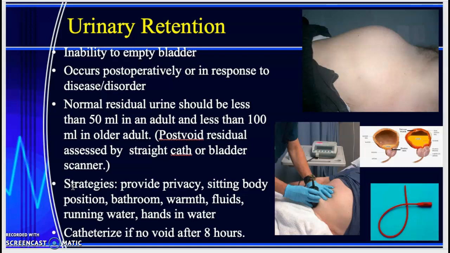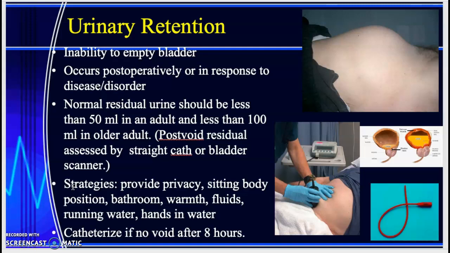Sometimes a warm compress will help. Sometimes giving fluids will help them to urinate. It's very common that we would run water in the room, like turning on the shower or the faucet. A lot of times when you hear running water, it helps you to urinate. It makes you feel like you got to go right now. Sometimes we'd even put their hands in water or their feet in water, and that would also help initiate that.